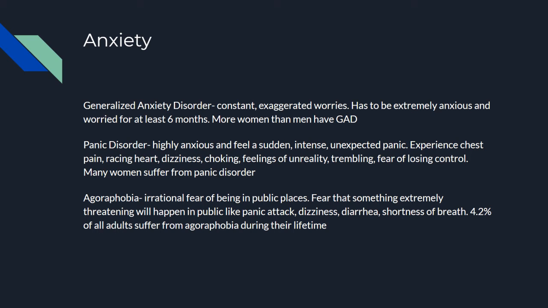And then we have agoraphobia. This is an excessive, irrational fear of being in public places. It involves the fear that something extremely threatening will happen in public, like a panic attack, dizziness, diarrhea, or shortness of breath. About 4.2% of all adults suffer from agoraphobia during their lifetime. Going outside of the home alone, being in a crowd, standing in a line, crossing a bridge, or even riding in a car can be impossible for this type of person. They can be prisoners of their own home.